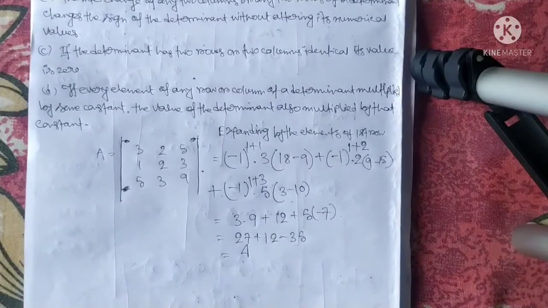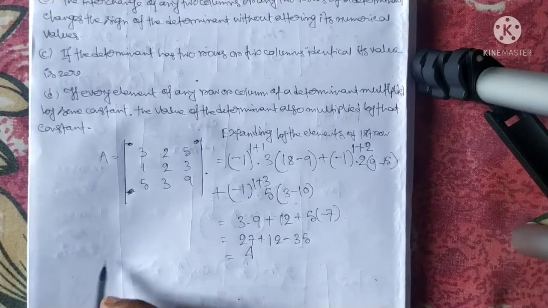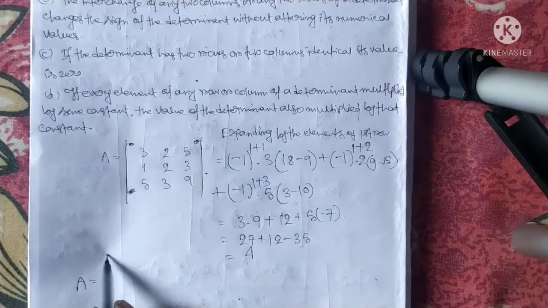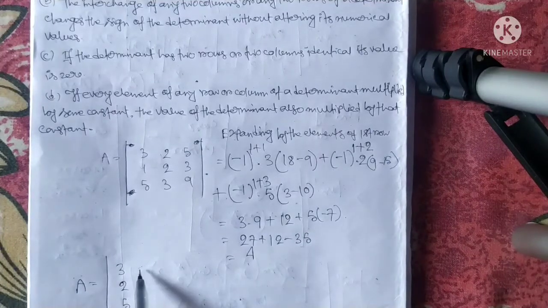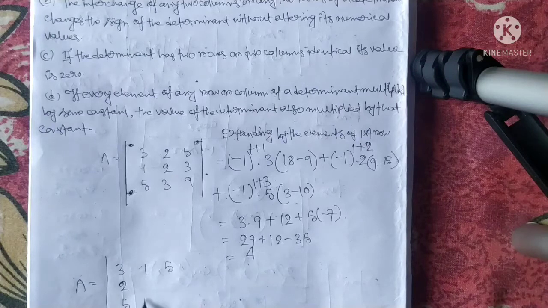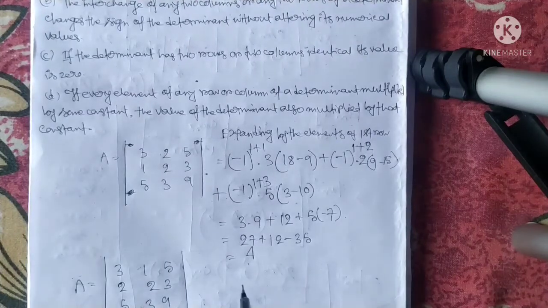Now if we interchange, sorry, not interchange, if we change its rows into columns, what we will get is 3 2 5, and this is 5, and these 4 values will remain as they are.